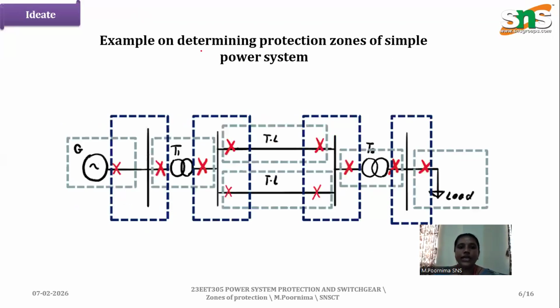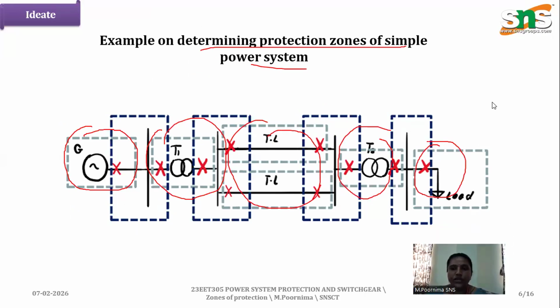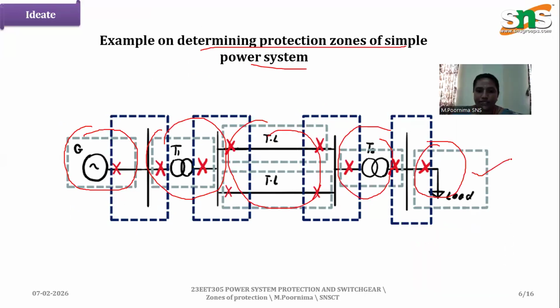Now, coming to the example for determining the protective zones of a simple power system. Here we have the generator, the transformer, the transmission line, and again a generator, and finally the load. So everything is protected, and because of the overlapping, each and every part of the entire power system is protected.